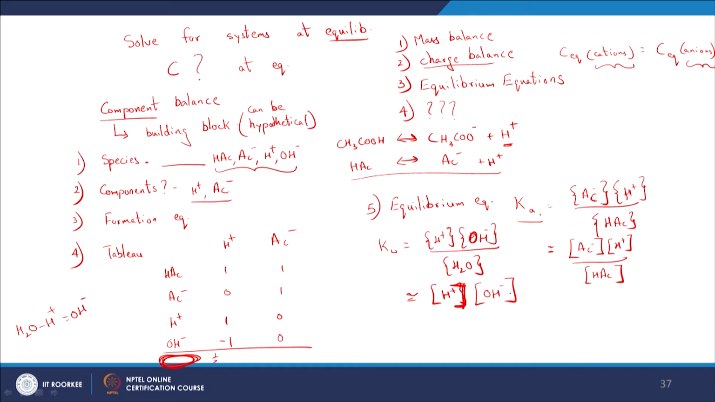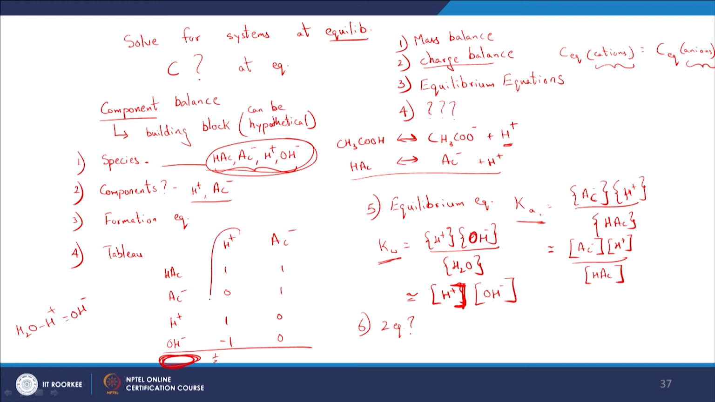Right, but still we have only two equations here, Ka1 and Ka2, the equilibrium equations, and we have 4 unknowns here, as you see in the species. So what do we need to do? We need to come up with two additional equations. What are those though? For that you will use the component balance.